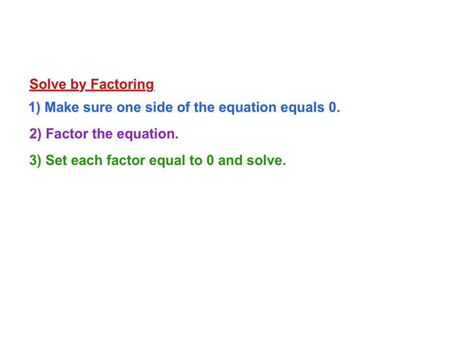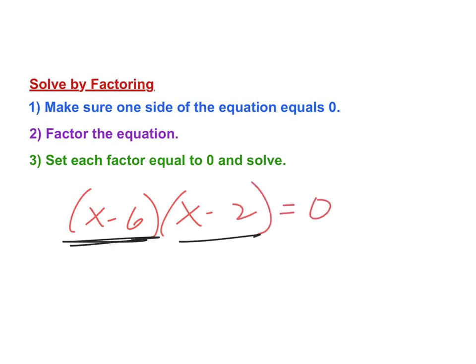Let me explain why this works. And I want to use the first example that we had. We had x minus 6 times x minus 2 equals 0. So I have one thing times another thing, and they equal 0. So in order to multiply two things together to equal 0, at least one of them has to equal 0.